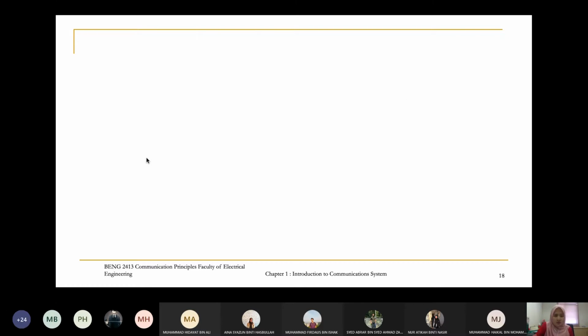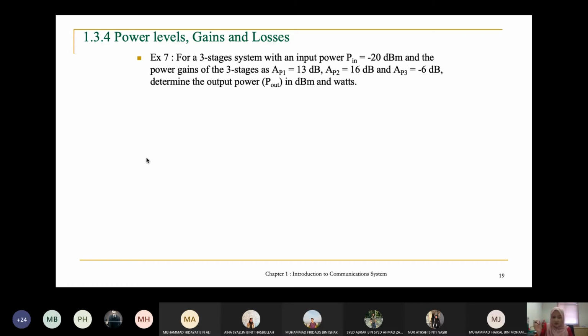Okay, so next example 7. Example 7 is similar to example 6. Still you have a 3 stages system given the P in and also you given the power gain. But the difference is the P in here is now given in the unit dBm. Example 6, the P in is in the unit watts. And also the power gain in example 7 is given in the unit decibel. The question asks you to find the output power.